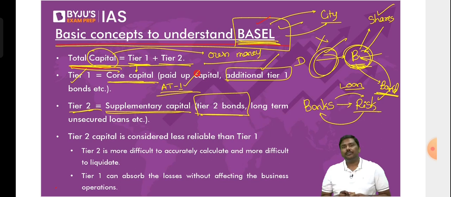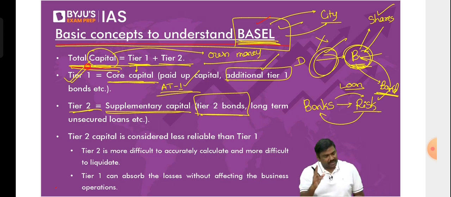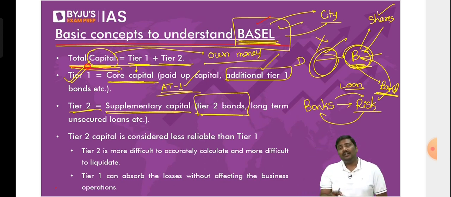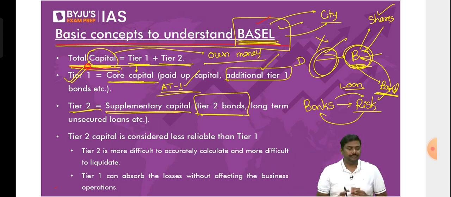Now please be very careful here. Under Basel guidelines, they say that tier 1 capital can absorb the losses much more easily, can be relied upon much more easily compared to tier 2 capital. I will repeat the statement. Follow this very carefully. Tier 1 capital can absorb the losses much more easily. It is readily available to you compared to tier 2 capital. What do you mean by this?